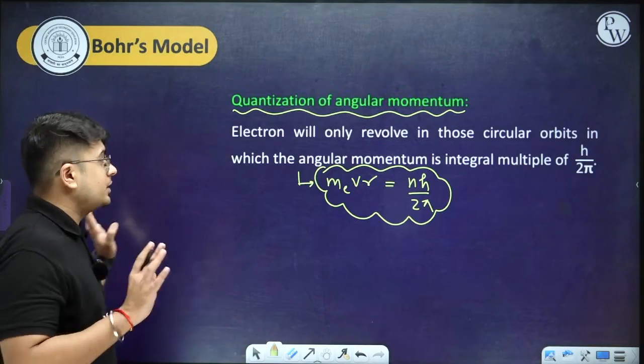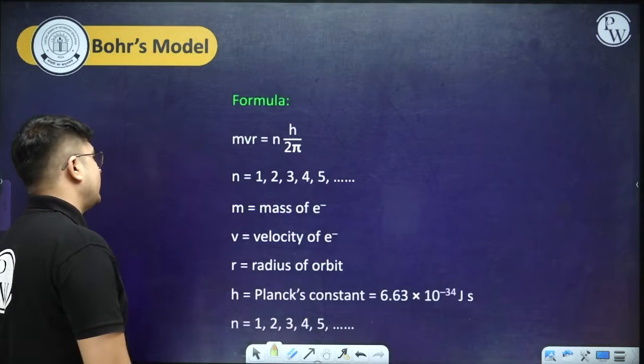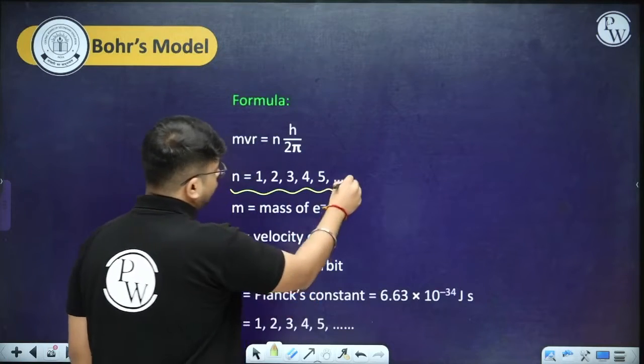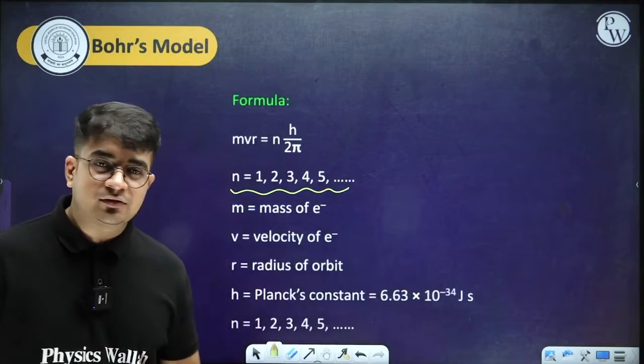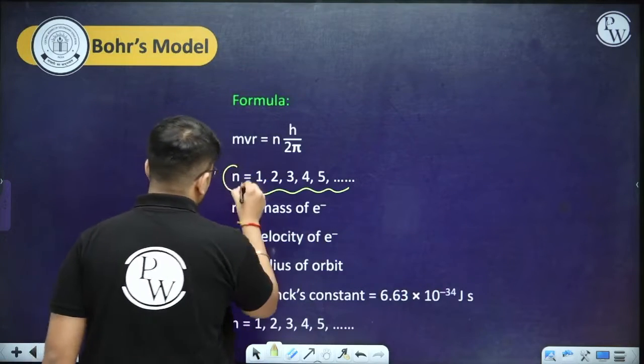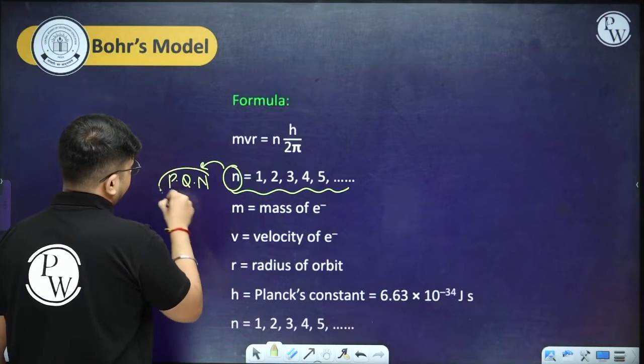Okay, I hope this part is clear. This is the first portion. So you can say mvr is equal to nh over 2 pi. The n value can be 1, 2, 3, 4, 5, because at least we need one value, like the first orbit, and that n corresponds to the principal quantum number.